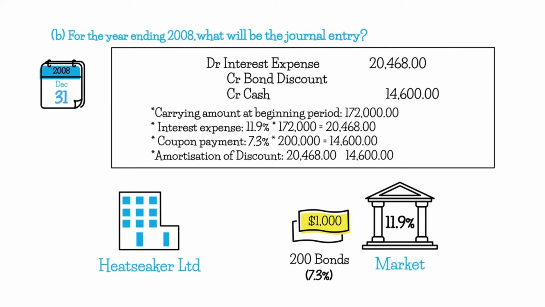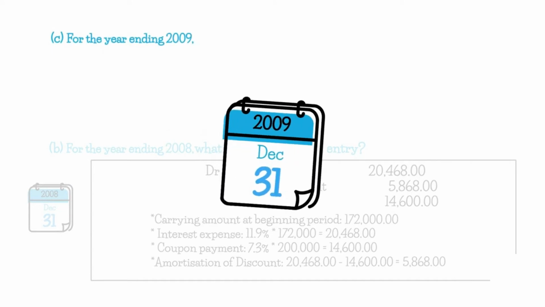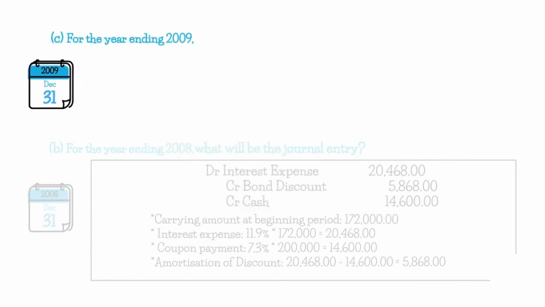$5,468. So we calculate the missing amount for bond discount to be $5,868. So part C of the question asked us for the year ended 2009, what would be the journal entry?